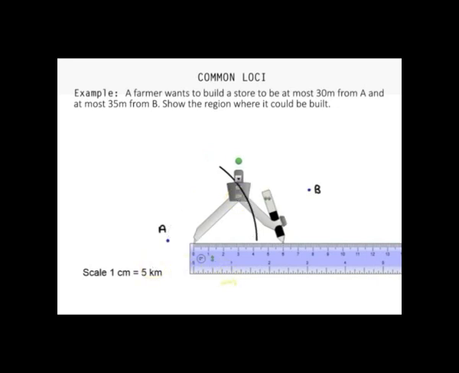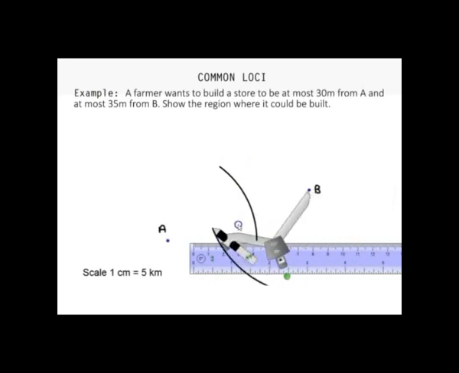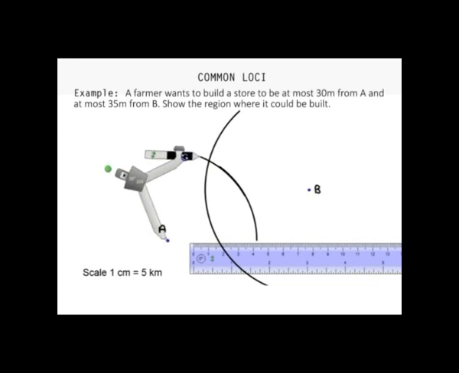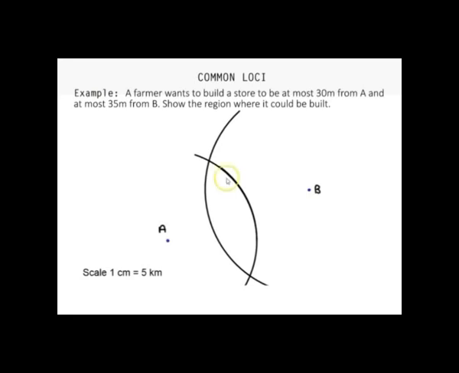35 meters from B. That will be 7 centimeters on the ruler. Go to B and draw an arc. Looks like my first arc isn't large enough, and so I will have to enlarge it. That's okay. We don't need these tools anymore. So the store can be positioned anywhere in this region.